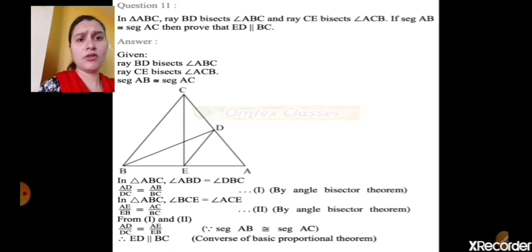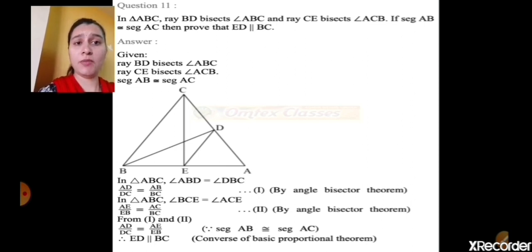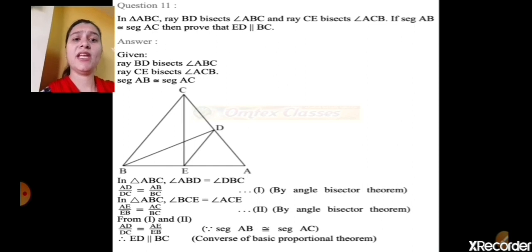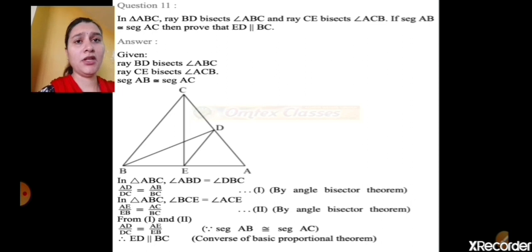So when I am talking about these two equations, can you say what will be my third one? Yes, my third, from 1 and 2, I will say AB is congruent to AC. Instead of AB can I write AC? Instead of AC I can write AB. So from 1 and 2 I will get AD upon DC is equal to AE upon EB, that is, the left hand side of both the equations.